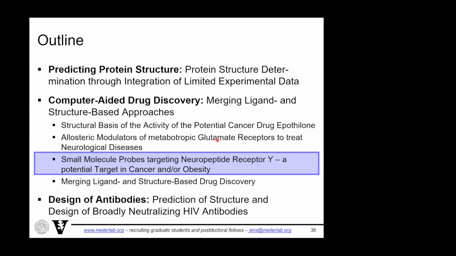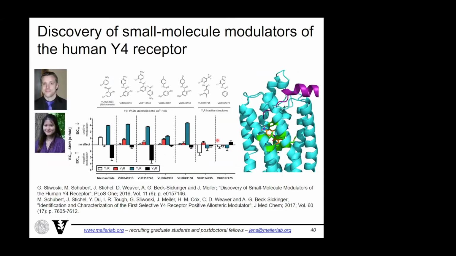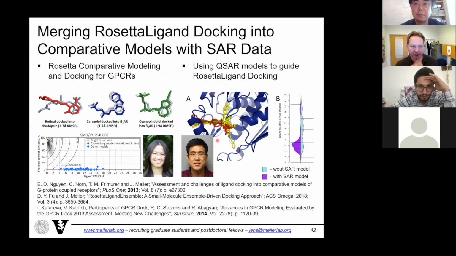Okay, and then let me skip some of the modeling of GPCRs. And here we see some of this merging of protein structure prediction, of structure-based and ligand-based drug discovery. So in this particular case, here on the right-hand side, often we have a situation where we have a good structural model of a protein that we can construct, and we have a library of ligands where we know the activity.